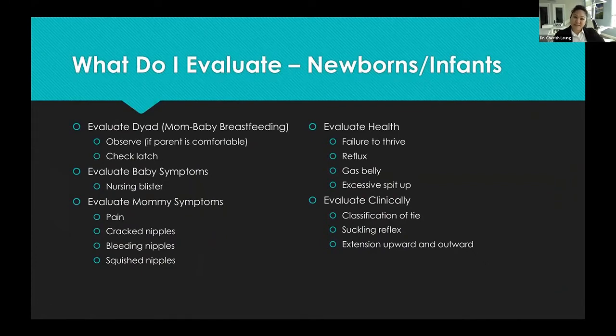So what are you looking to evaluate? Well, there's different criteria when you're evaluating newborns and infants versus older kids, toddlers, or adults. So we'll focus first on the newborns and infants.